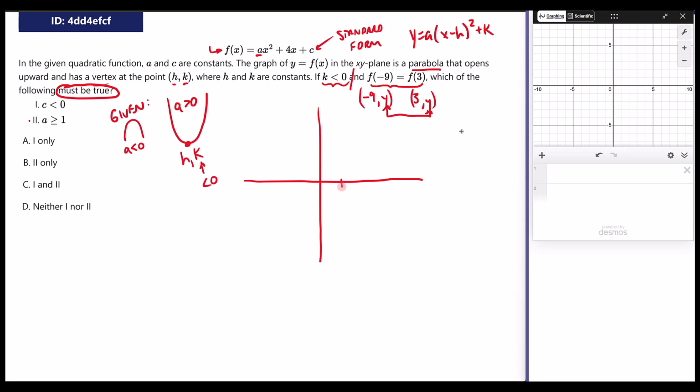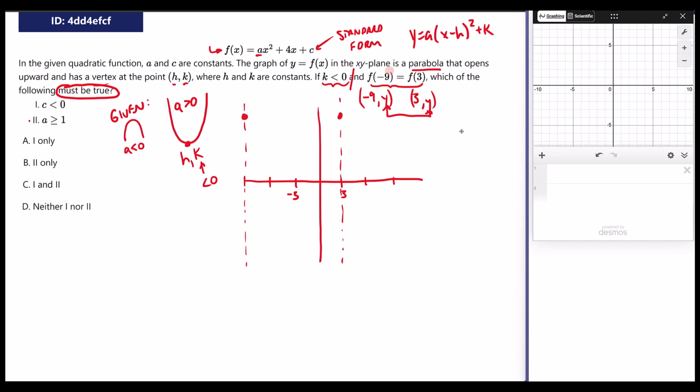Let's do 3, 6, 9, -3, -6, -9. So each of those tick marks will be 3. We know that between this x value and this x value, so that's an x value of 3 and an x value of -9, there are going to be 2 points on this parabola that lie on those lines, and that the y values at those points are equal to each other.